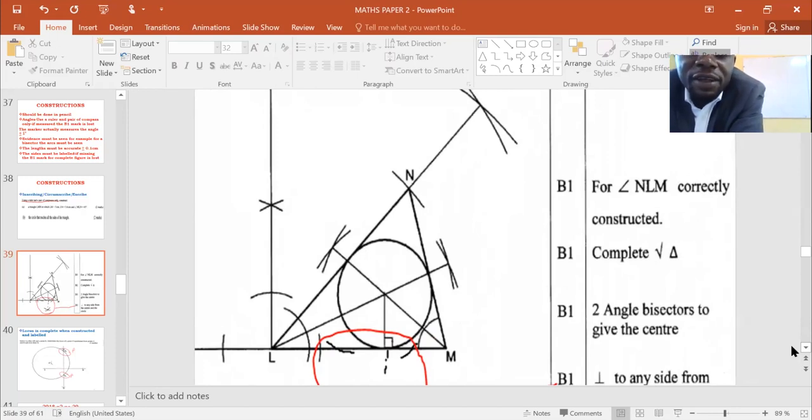Some students are very cheeky. They measure the 45 and then they place the arcs using freehand. I'll use a compass to verify that. But when marking a construction question, I measure.